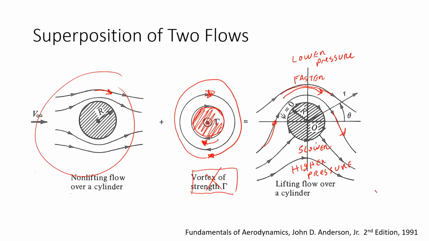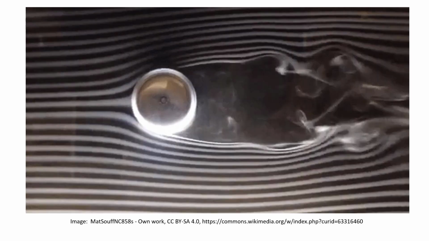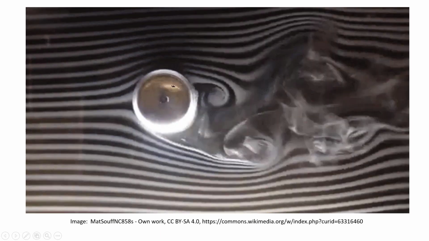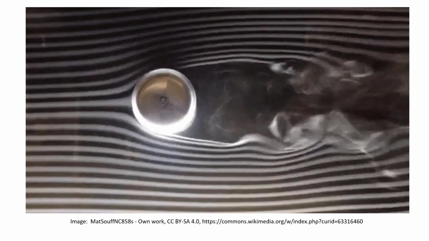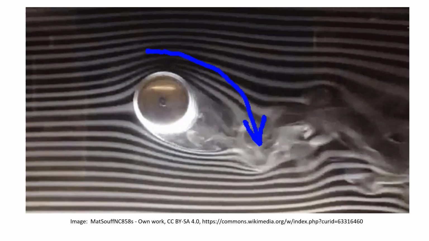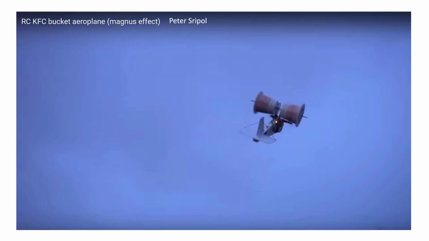For a couple of examples of that, here is a rotating cylinder. The pressure difference isn't as obvious, but you can see the deflection in the flow as it rotates. I'll let it run one more time. As that cylinder speeds up, it deflects the flow. And here's another example. This is a screenshot from a video by Peter Sripol. I'll put a link to this in the description, of course. He made an RC aircraft using spinning Kentucky Fried Chicken buckets instead of wings, and it flies.